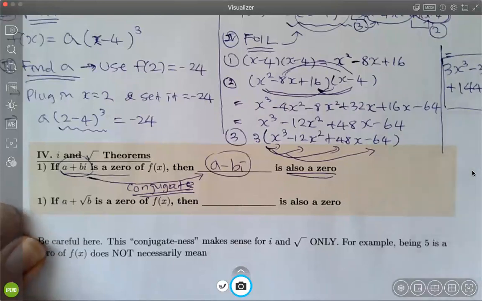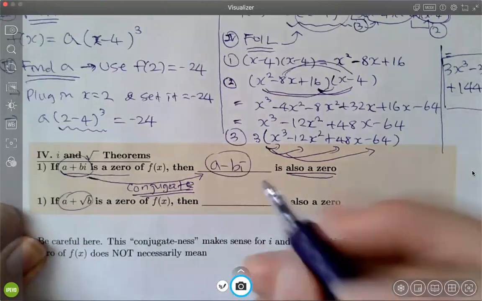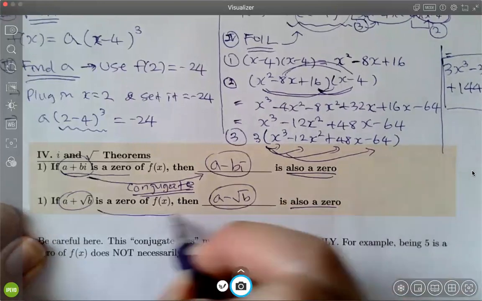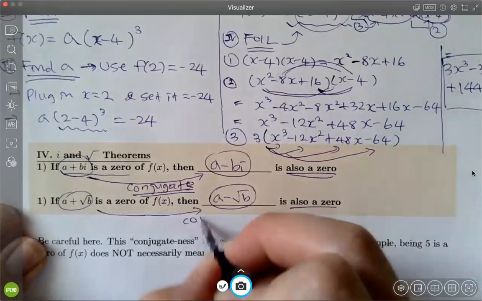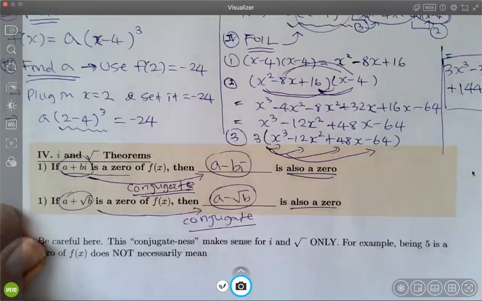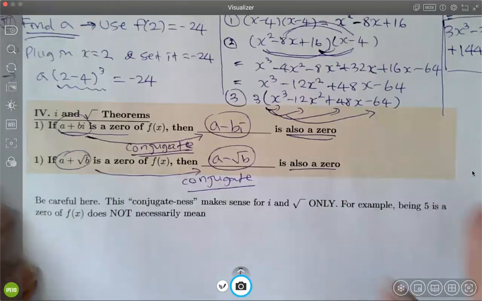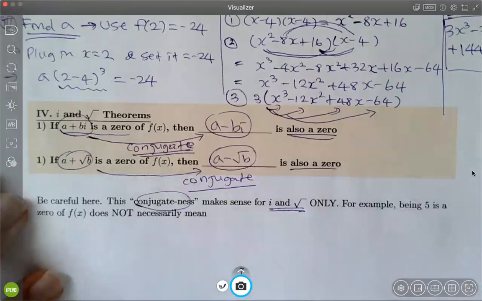And now, similarly, if a plus square root of b is a 0, then a minus square root of b is also a 0. And what's the difference here? Again, we only switch the middle sign. So it's also called the conjugate. Sometimes people say these two are the conjugate theorems, but this conjugateness only makes sense for the i and square root only, okay?